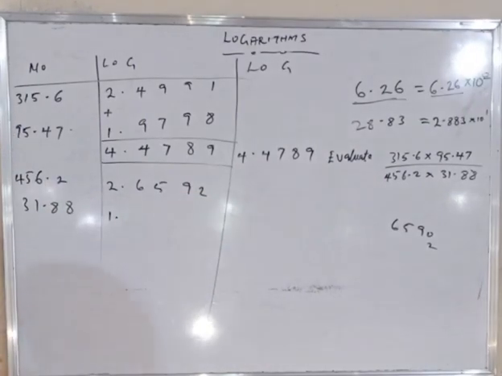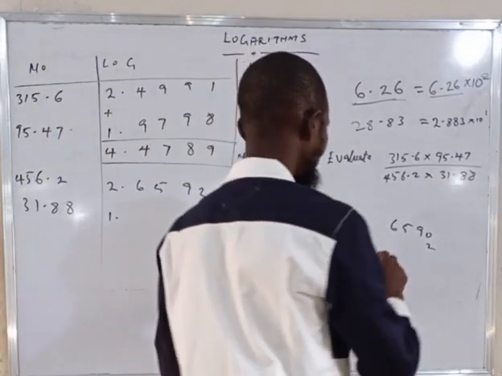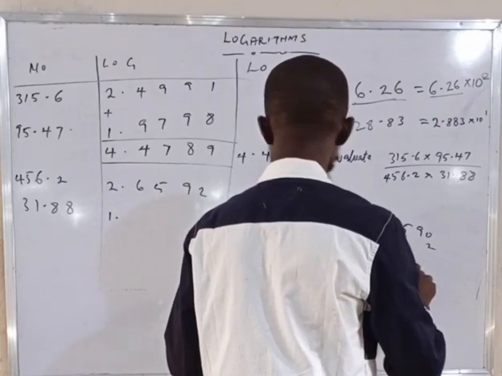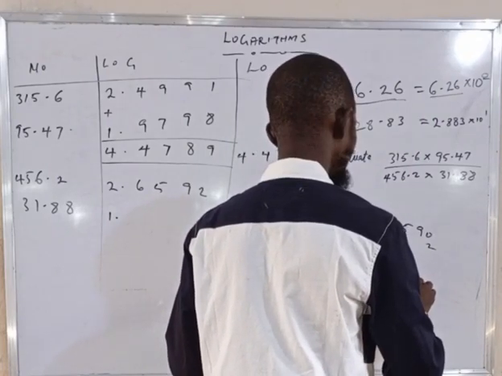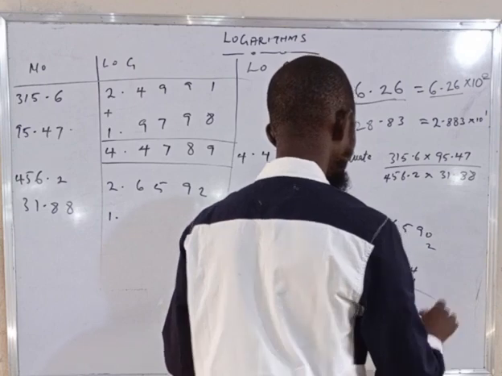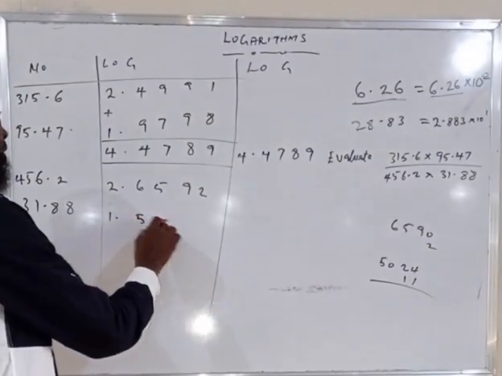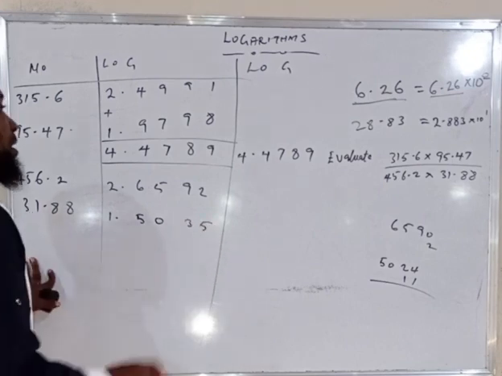What about this one? 31 under 8, difference of 8. 11. That is 5035. So we'll say 5035.